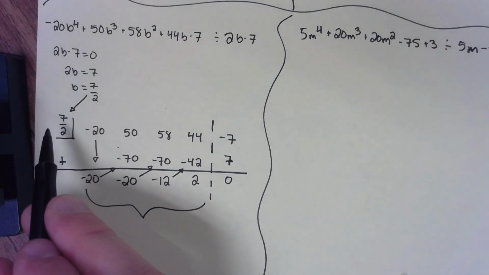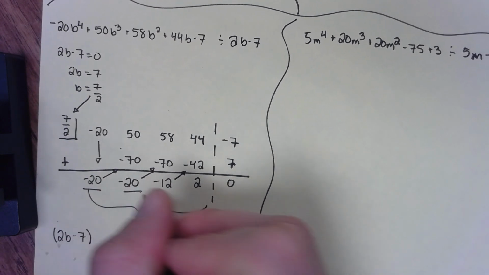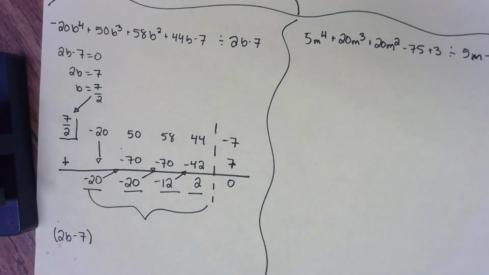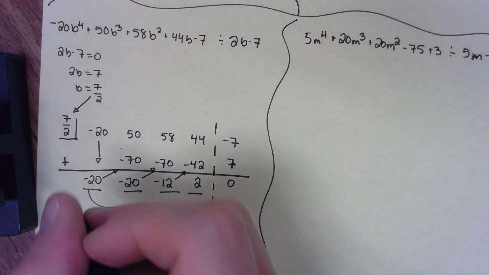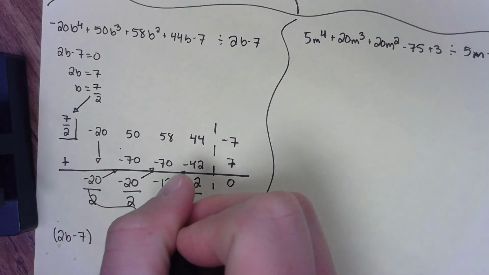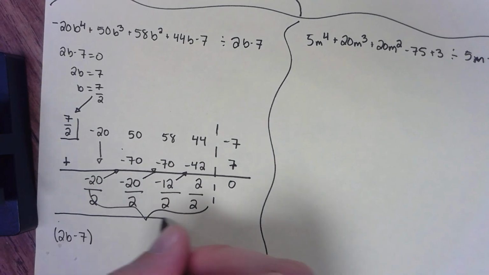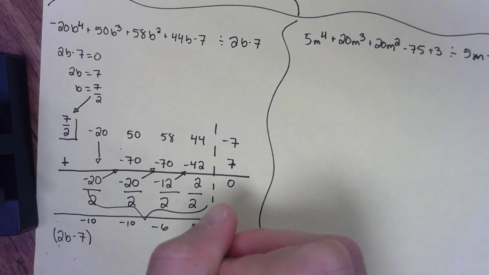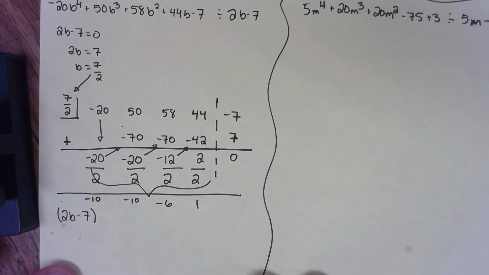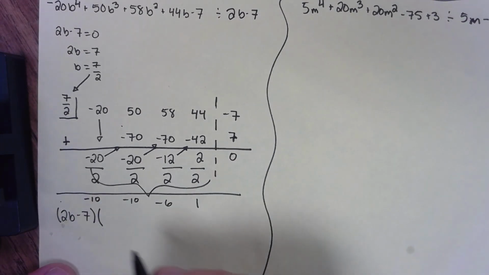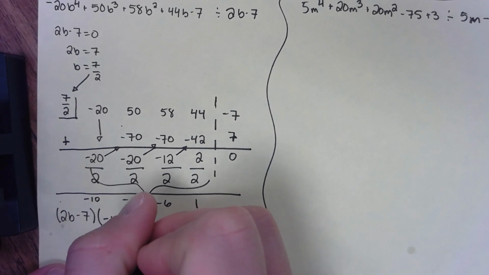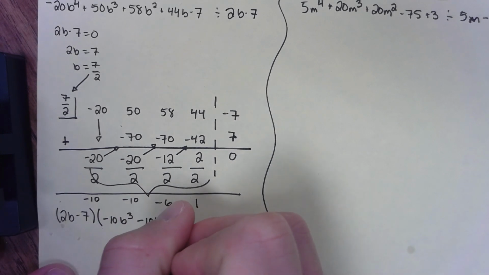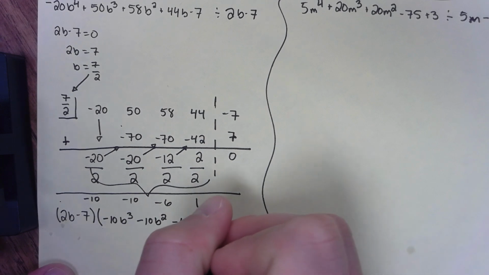So whatever is the denominator of the chair, we always need to divide our coefficients by that number at the very end, except for the remainder. The remainder does not get divided by that. Here it won't matter, but these coefficients need to be divided by 2. And thus we're going to get new coefficients of negative 10, negative 10, negative 6, and 1. And these coefficients give me the expression of negative 10b cubed minus 10b squared minus 6b plus 1.